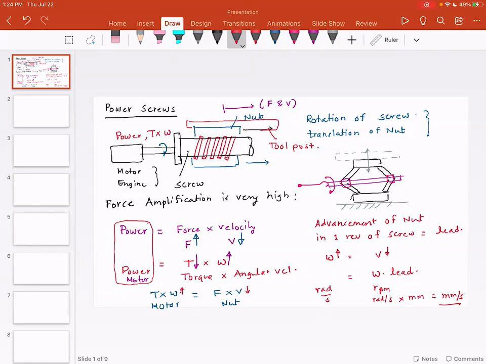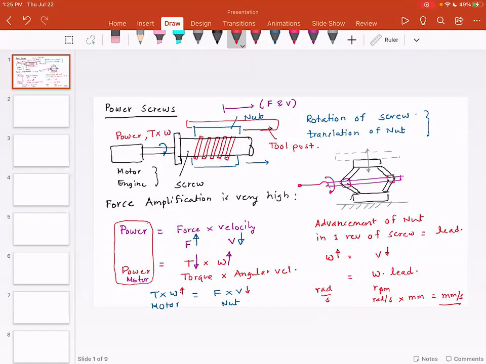So energy or power, which is energy per second, can neither be created nor be destroyed. So the only thing that we have control over is the speed. And this is something similar to a gearbox. For example, initially when you are in the lower gear, the speed is low, so the torque is high. And as you go into the higher gear, torque decreases and speed increases.